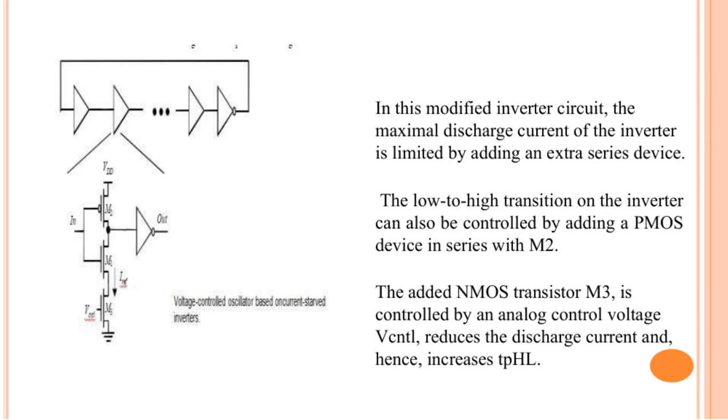Moreover, there's an NMOS transistor labeled M3, which is controlled by an analog voltage called VCNTL. By adjusting VCNTL, M3 effectively reduces the discharge current, which leads to an increase in the propagation delay time, TPHL. This controlled delay can be crucial in applications where precise timing is needed. Overall, these modifications enhance the inverter's switching characteristics by carefully regulating current flow and transition timing.